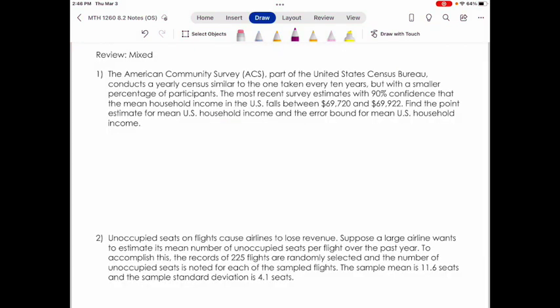In the next few examples, we're just going to go back and do a mixed review of what we've learned so far in this chapter. So that way we can identify what the important information is and what kind of interval we're looking for.